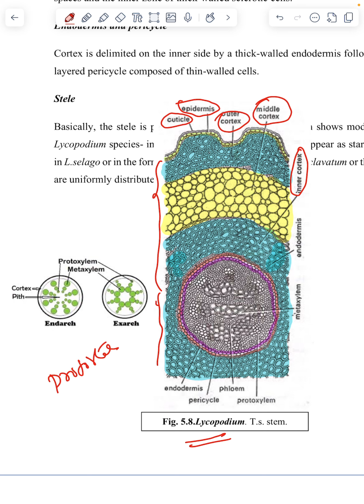Protostele. Okay, with exarch xylem. Exarch xylem means the arrangement where the protoxylem is towards the periphery and the metaxylem is at the center. So this kind of arrangement is known as exarch xylem. So in case of stem of Lycopodium, we get to see protostele with exarch xylem.